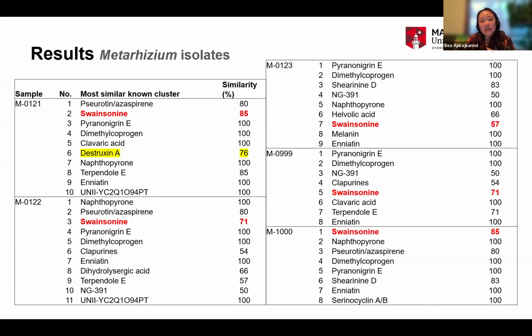This is an example of my results. This is a Metarhizium isolate that I tested against armyworm. For the bioassay results, we found that M0121 worked exceptionally well compared to other Metarhizium species. When we look at the genome through the antiSMASH result, we found one very interesting cluster called destruxin A, which we know has some sort of insecticidal property.